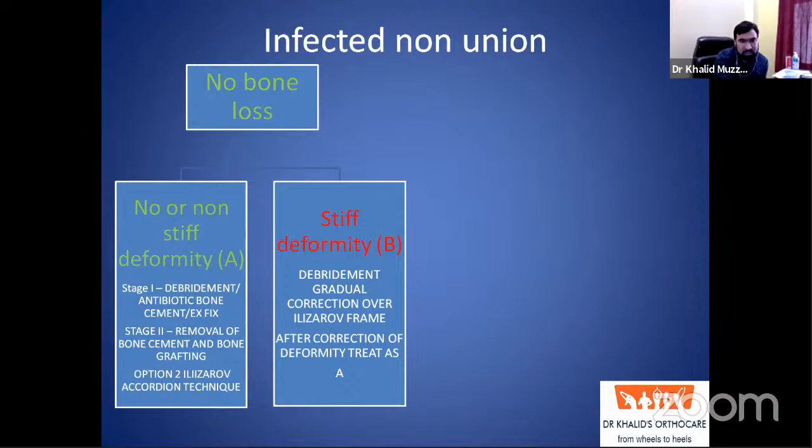For a stiff deformity, I do a gradual correction over an Ilizarov frame. And after correction of deformity, you can treat it as no deformity.